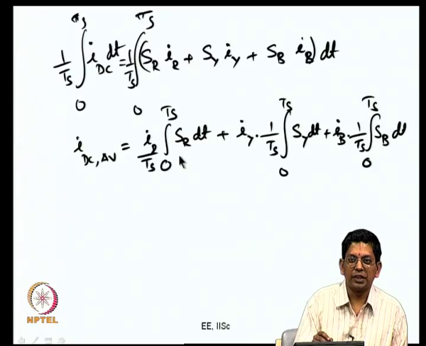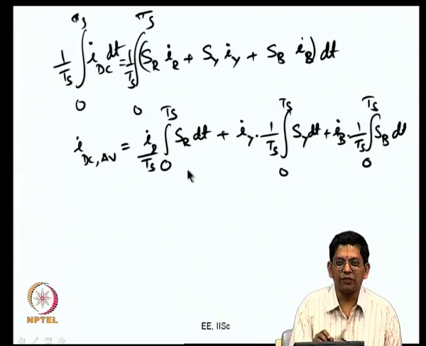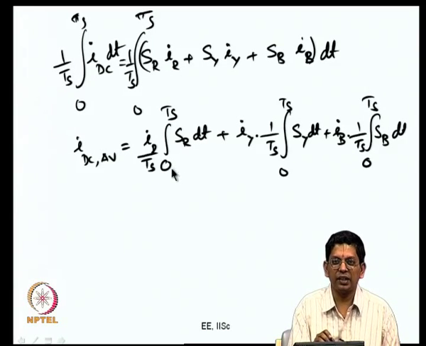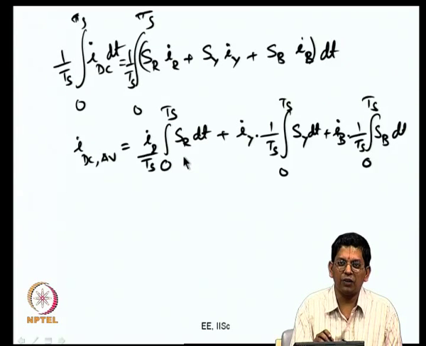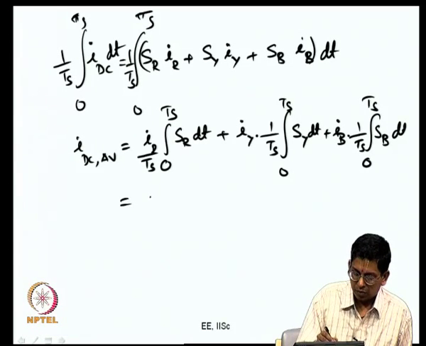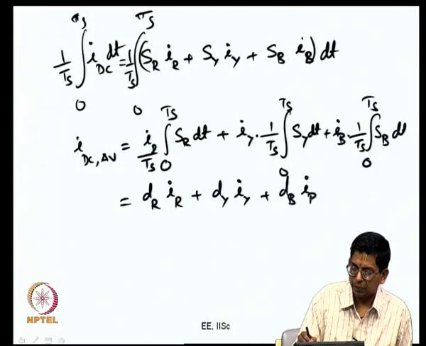This is the switching function, it takes values of 1 and 0. When it is 0 the integral is not affected, only when it is 1 is it affected, so it is going to be 1 for a certain amount of time. That is really the duty ratio. So, it is on for a certain duty ratio times Ts. So, this is rewritten as dR IR plus dY IY plus dB IB.